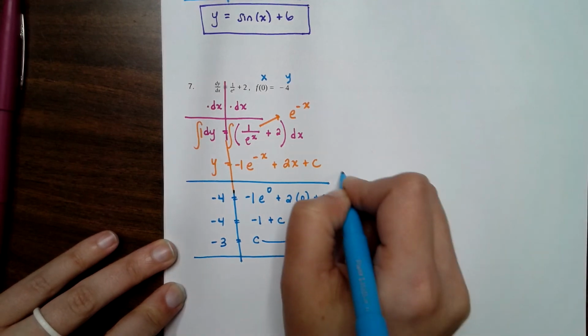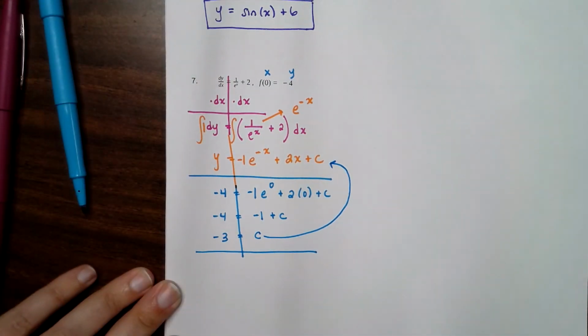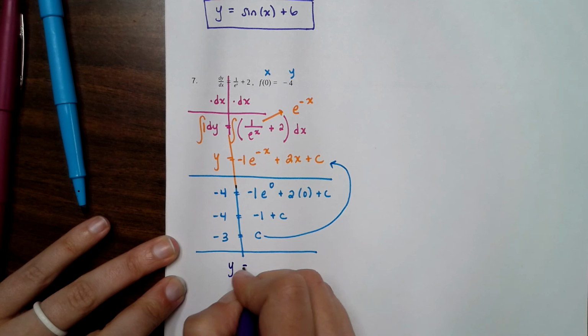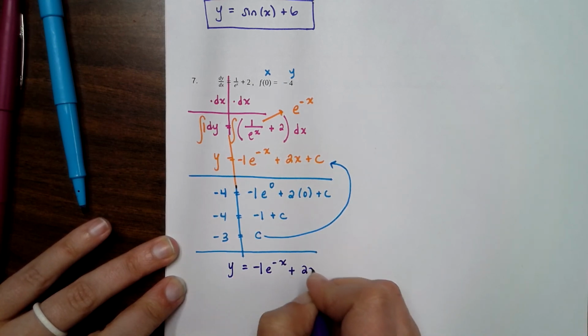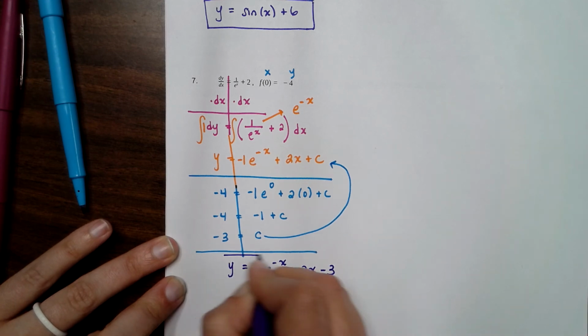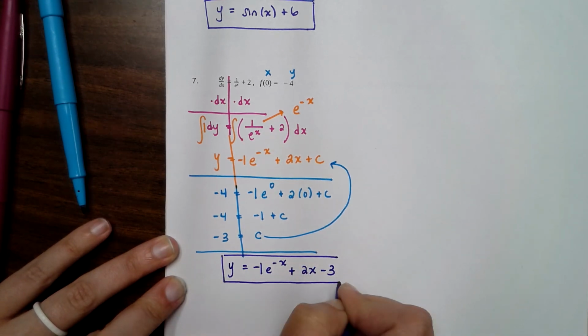I'm going to go ahead and substitute and replace the c with a negative 3, so I would have y equals negative 1 e to the negative x plus 2x minus 3, and that is my particular solution for my differential equation.